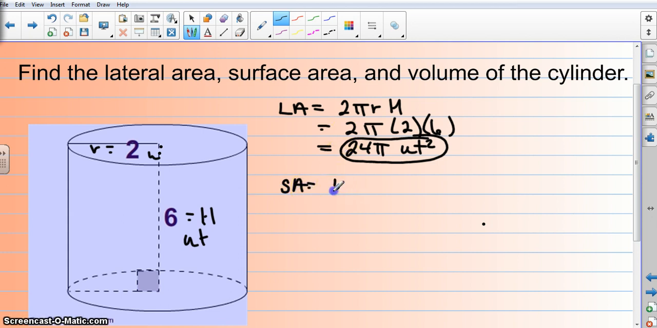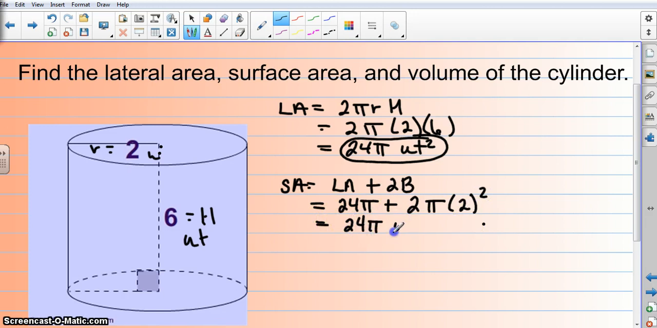Surface area, remember, was my lateral area plus 2 base areas. So I have 24 pi plus 2 pi r squared, and r in this case was 2, so it's 2 squared. And so I have 24 pi plus 2 times 2 squared, which is 4. 4 times 2 is 8, so I get 8 pi. I'm going to take my 24 pi and add my 8 pi, and I'll have 32 pi units squared for my surface area.